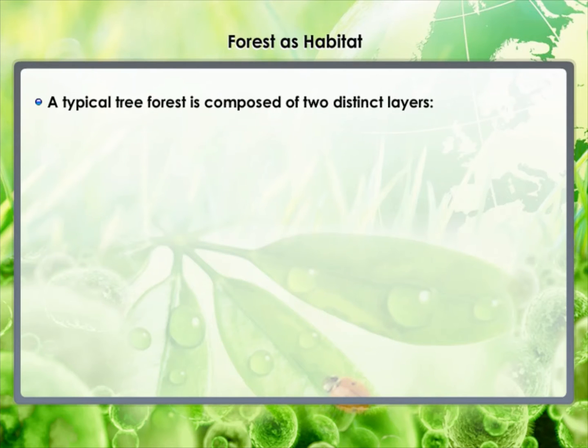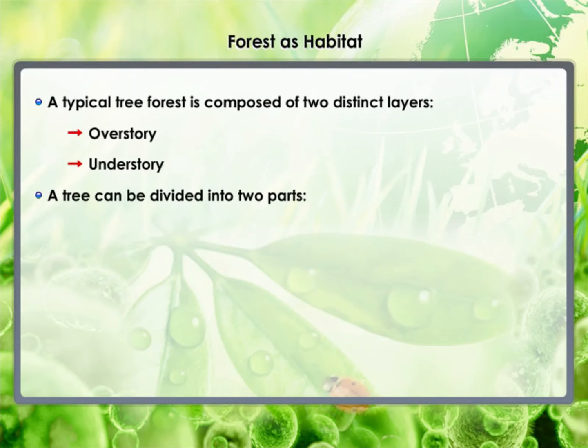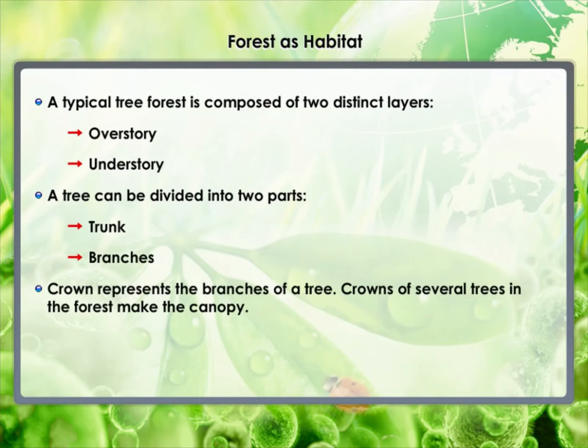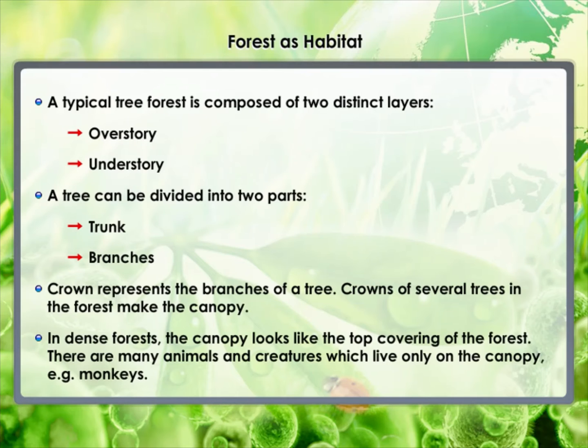A typical tree forest is composed of two distinct layers: overstory, understory. A tree can be divided into two parts: trunk, branches. Crown represents the branches of a tree. Crowns of several trees in the forest make the canopy. In dense forests, the canopy looks like the top covering of the forest. There are many animals and creatures which live only on the canopy. Example, monkeys.